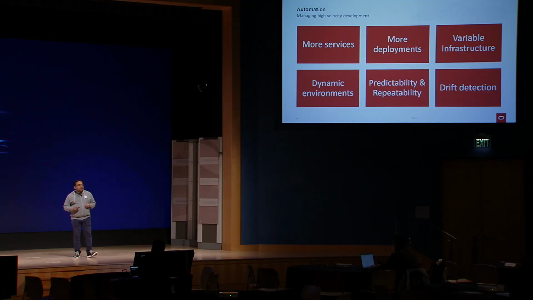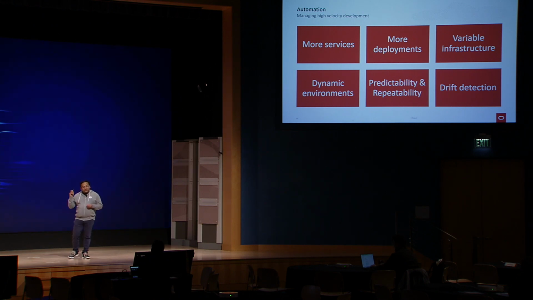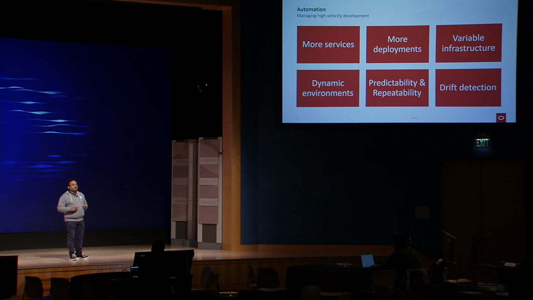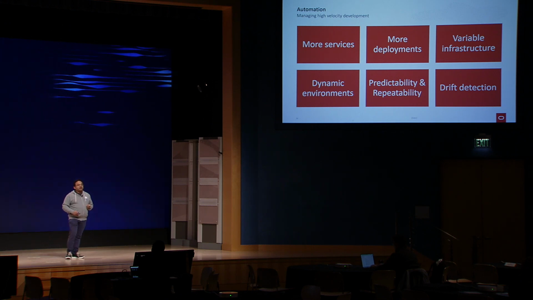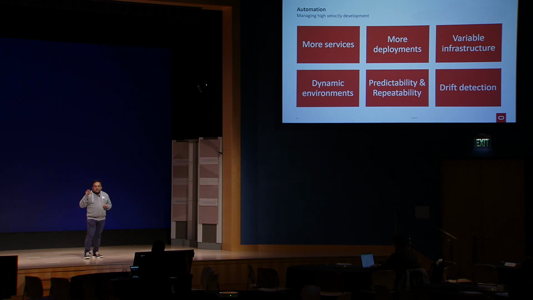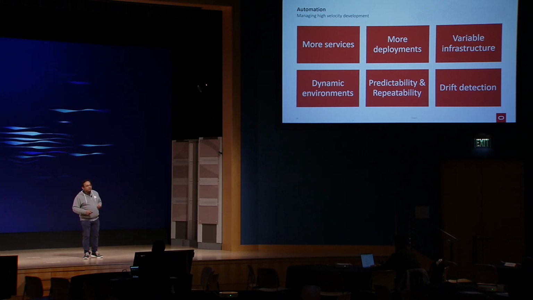So the only way to do that effectively is with a whole lot of automation, because we have more services that we deal with. We have more deployments, more build pipelines. We are dealing with variable infrastructure, dynamic environments, but we still want predictability and repeatability. Every time I deploy my application, I want that deployment to be predictable. I want my environments, my code, or the configuration to be fully repeatable, right? If somebody says, I want to create the exact same configuration as I have in my integration test environment in production tomorrow, I should have a way of doing that, right?